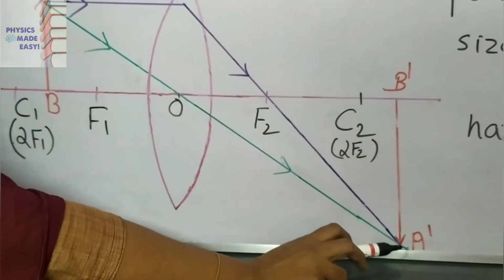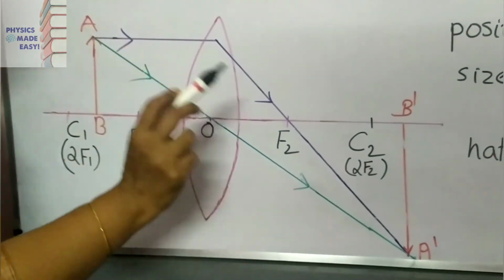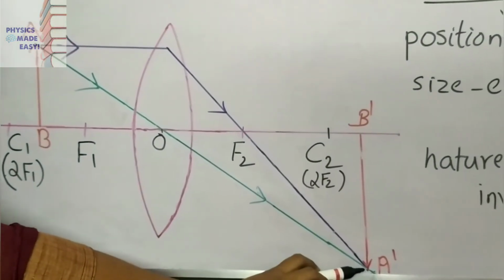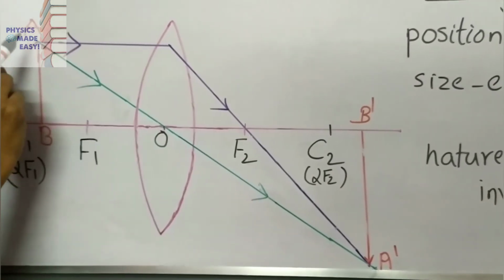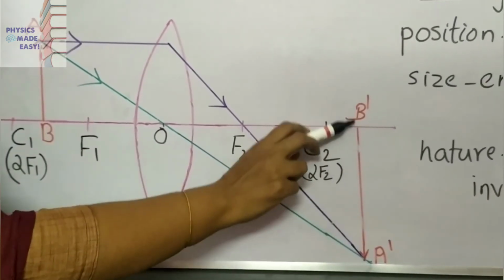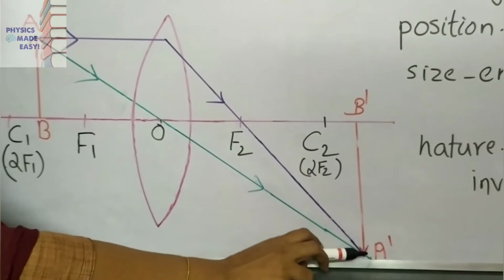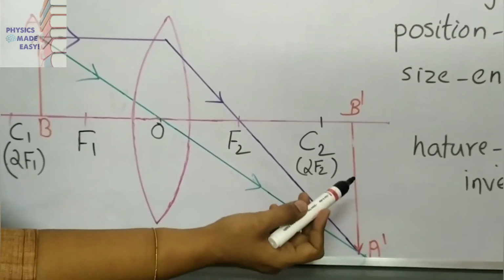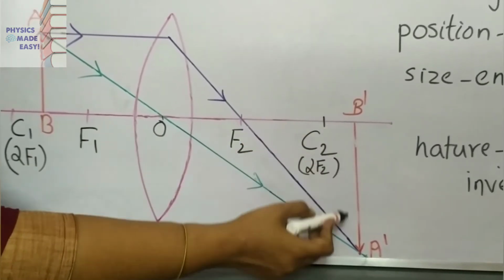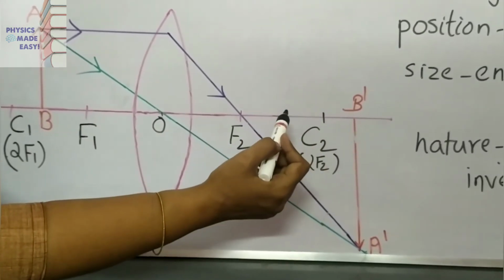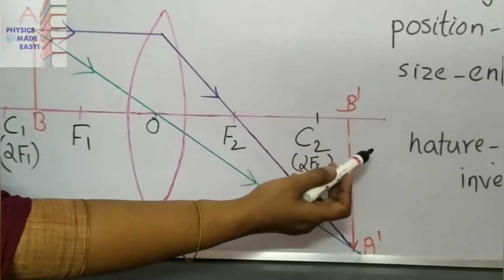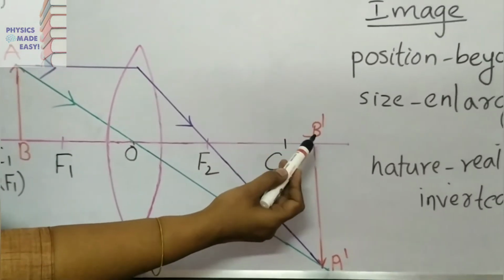That means here you are getting the image of this point, A dash. If you are drawing here, you will get the image of this object AB, that is A dash B dash. From this you can see this is an inverted image. So we can say the nature of the image is real and inverted. What about the position? Here you are getting that image beyond C2, beyond 2f2.